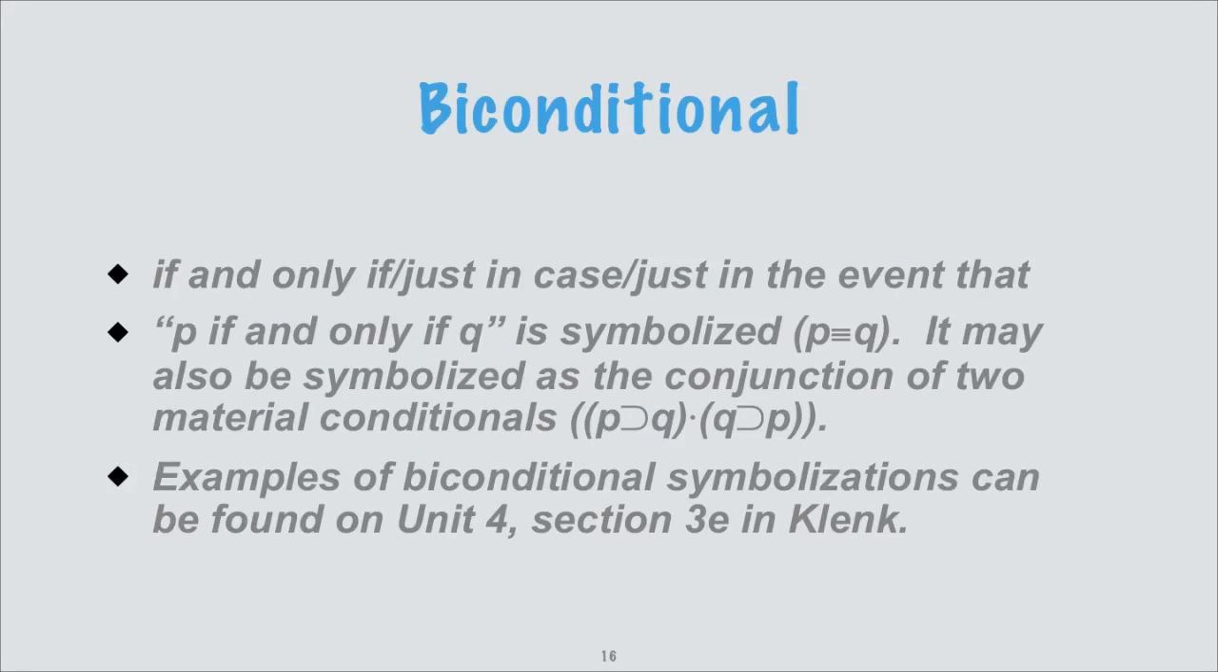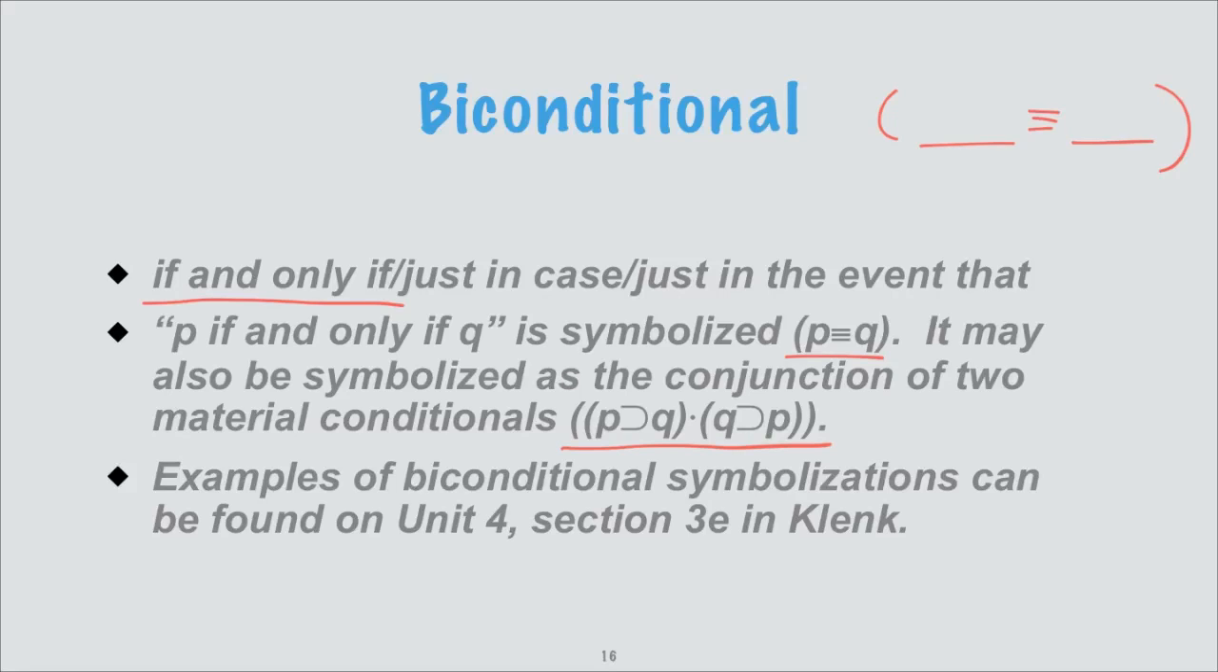Now, the biconditional doesn't have a whole lot of keywords. If and only if is the one that is most common that you'll see. If and only if, just in case, just in the event that. All right, so those are terms that are used to represent the biconditional. P, if and only if Q, is simply symbolized with, as I said here, the biconditional, right? We know our biconditional. Now, the biconditional can also be symbolized as a conjunction of two horseshoe statements. So P, if and only if Q, here P triple bar Q, can also be rewritten as P therefore Q and Q therefore P.